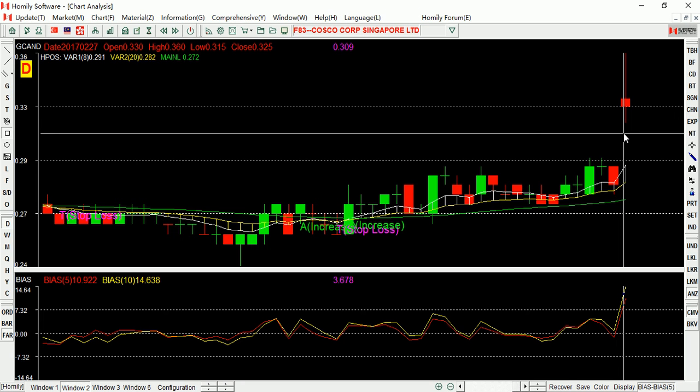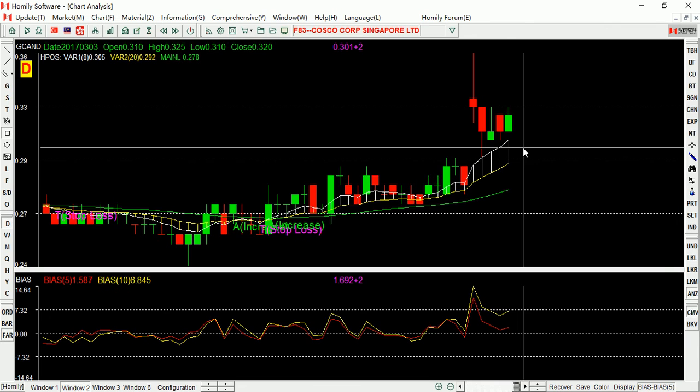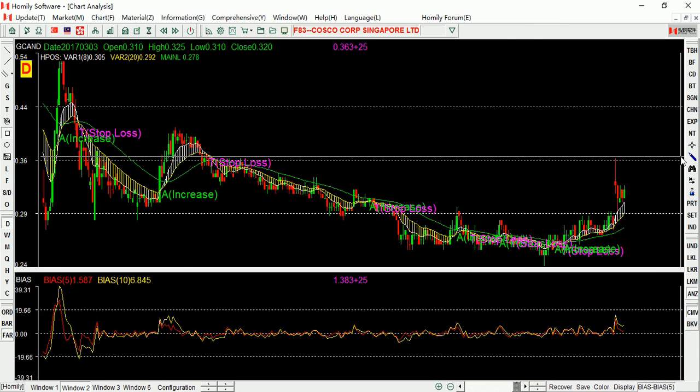So you can use this method to judge the buy point and the sell point. Maybe you can judge according to the chart pattern and the candlestick and the resistance. Then you can judge the next sell point. But for the medium term, this stock still can hold, okay?